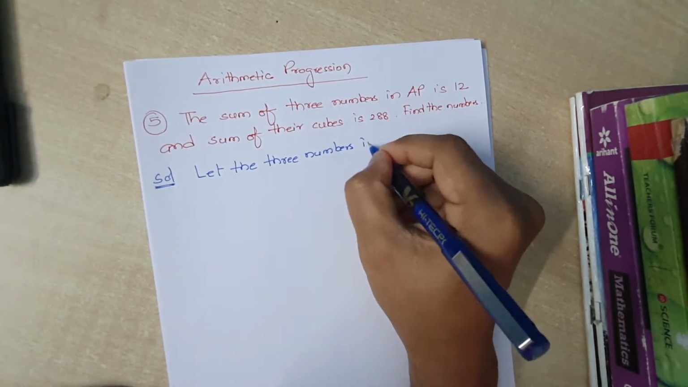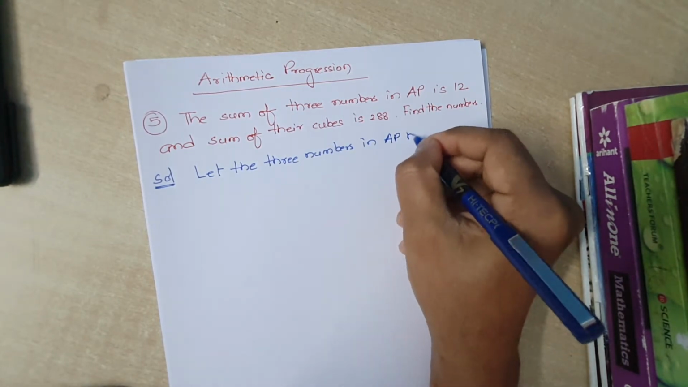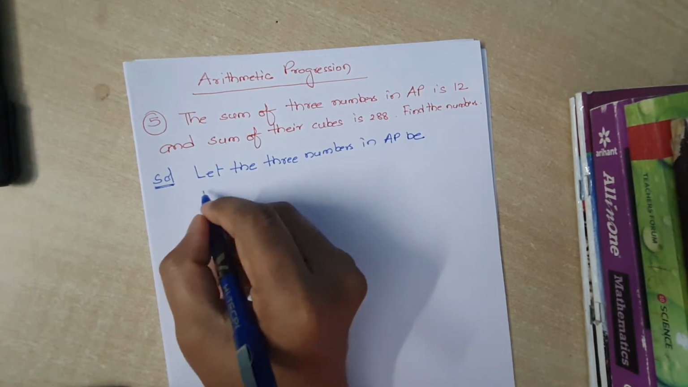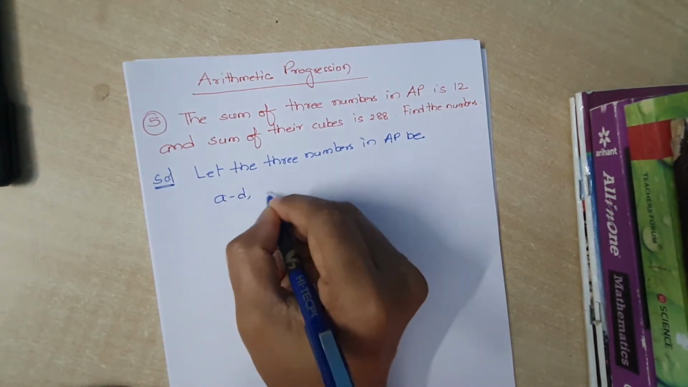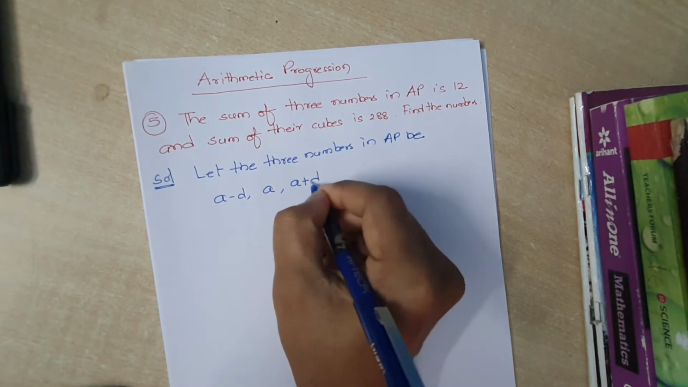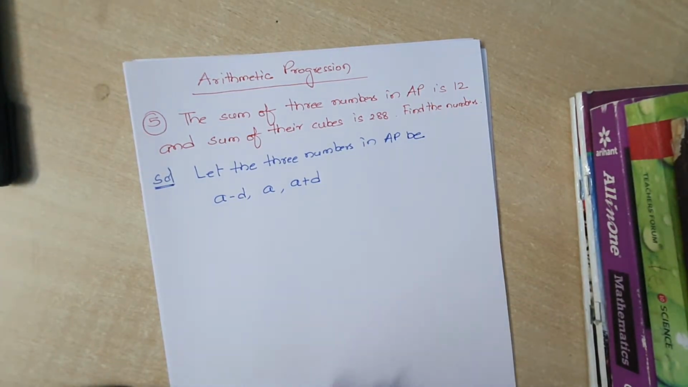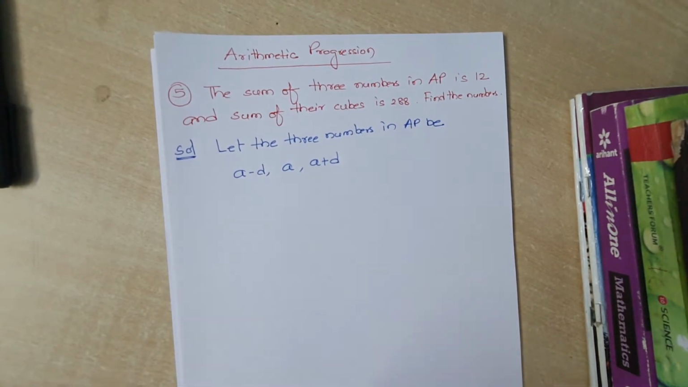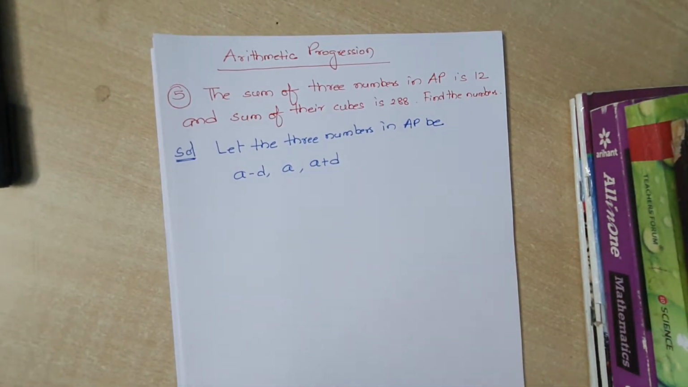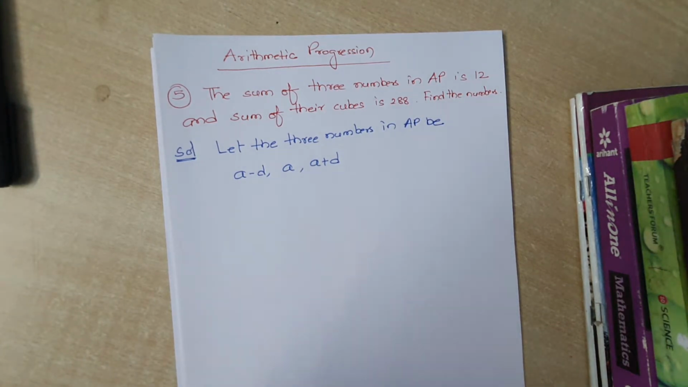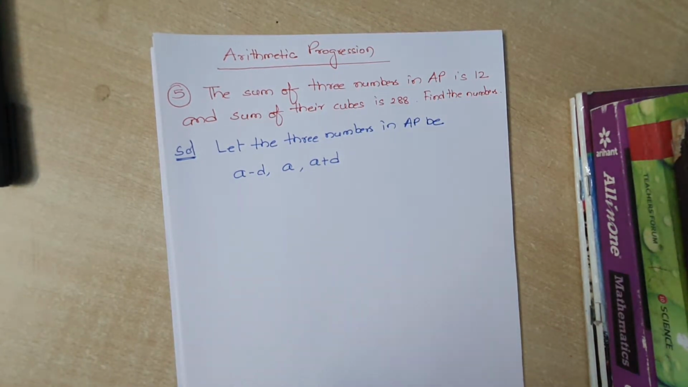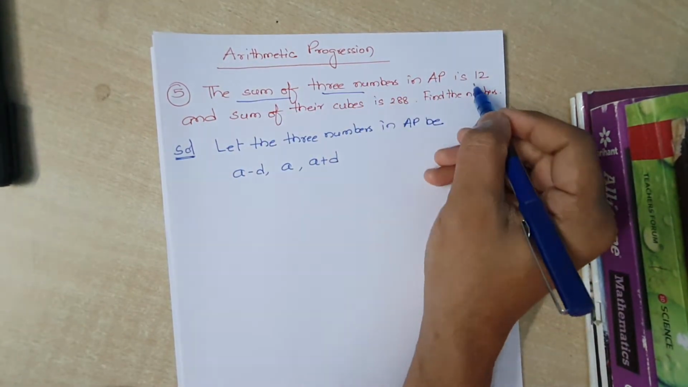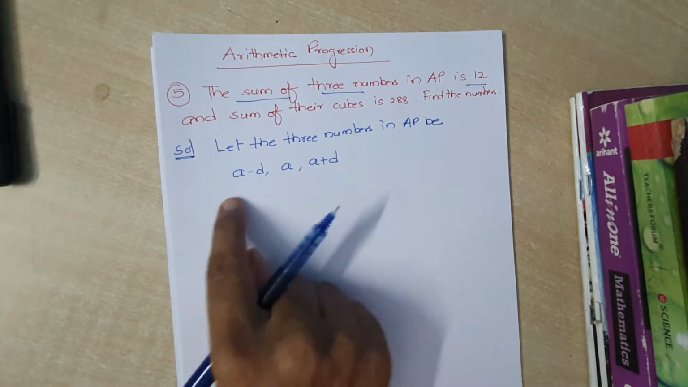Let the 3 numbers in AP be A minus D, A, A plus D. Now what to do? It is given that their sum is 12. See, sum of the 3 numbers is 12. So if we add them, we will get.